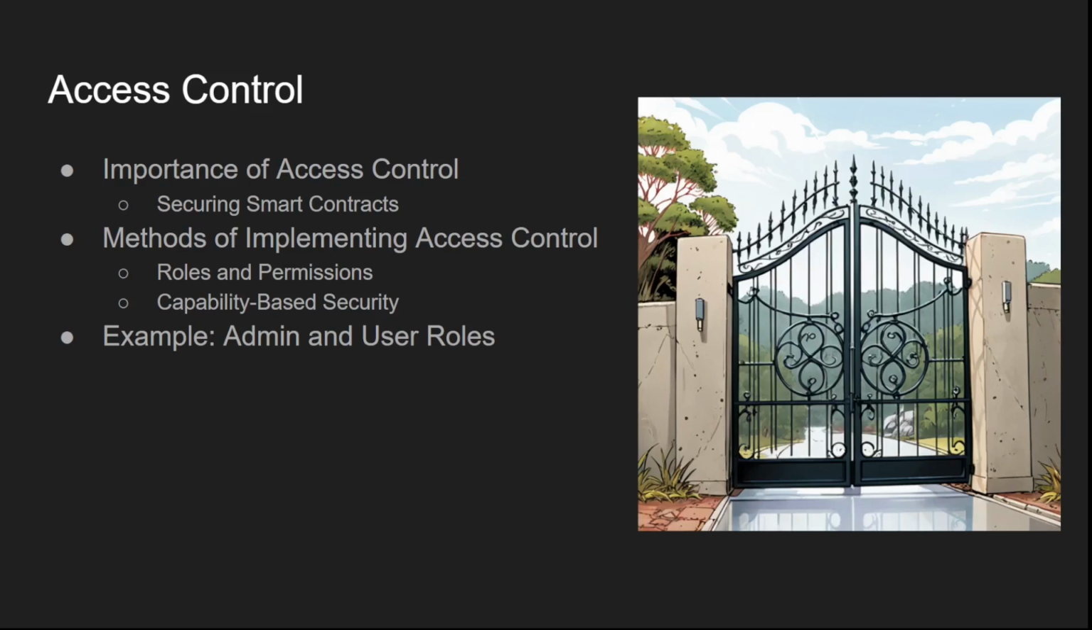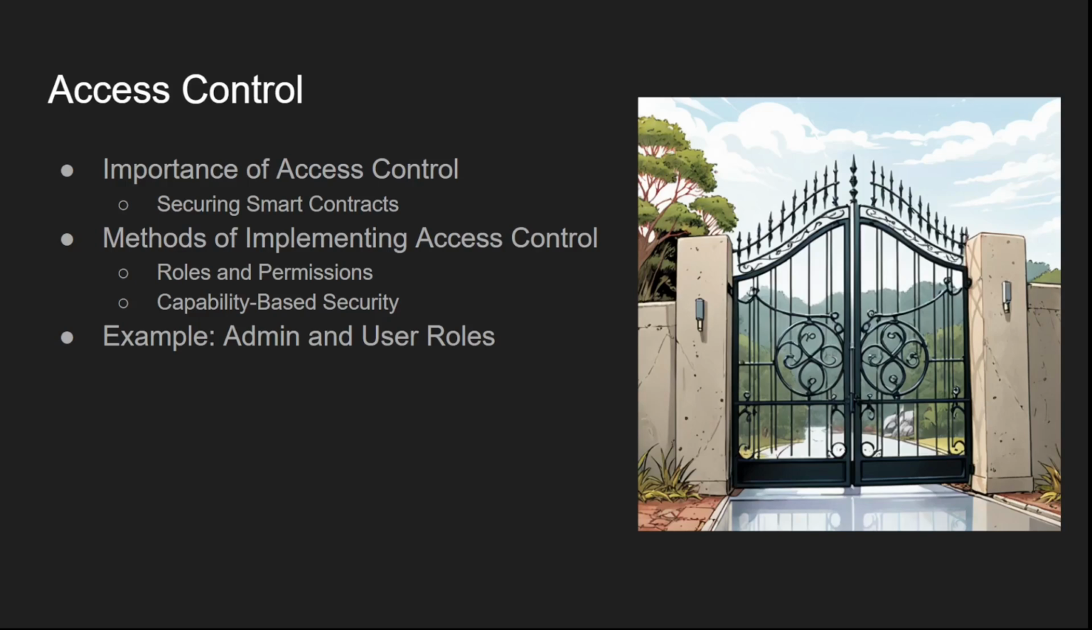Let's take a look at an example to help illustrate these concepts. Consider a smart contract that manages a decentralized marketplace. This particular contract might have two roles: admin and user. The admin role could have permissions to update marketplace settings, add or remove items, and manage user accounts. Whereas the user role might be limited to actions such as browsing items, making purchases, and leaving reviews.